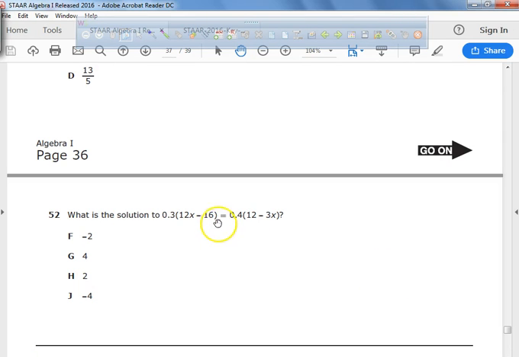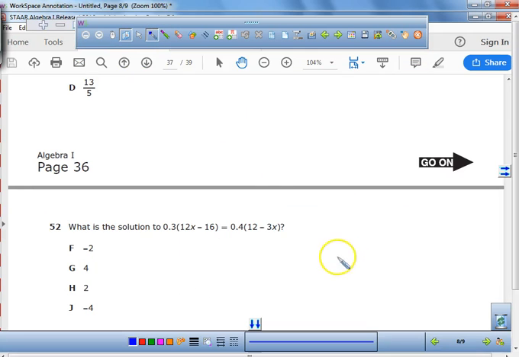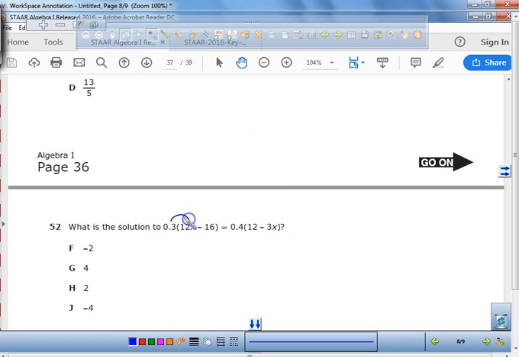Now listen up. We're going to do this by hand. All right, we're doing number 52 by hand, and I'm going to show you how to use Desmos. So here we go. First thing we're going to do is you're going to write that down. First thing we're going to do is we're going to distribute.